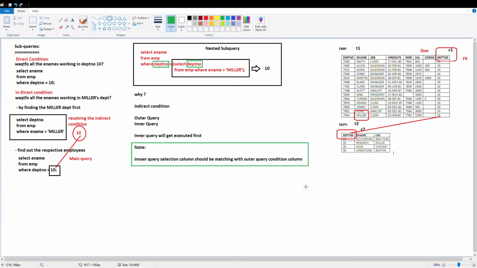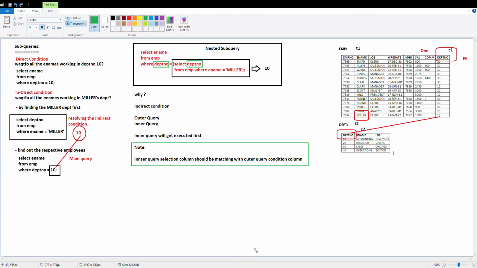Whenever you are nesting, we are going to get two types of queries: the outer query and the inner query. When it is getting executed, the innermost query will get executed first, and then the outer query will get executed. Got it? Hopefully you understand. And one small note which everyone should keep in mind whenever you are writing a query: the inner query selection column should always match the outer query condition column. Got it? Now let's look at one more example of a subquery so that we have better clarity on the concept.